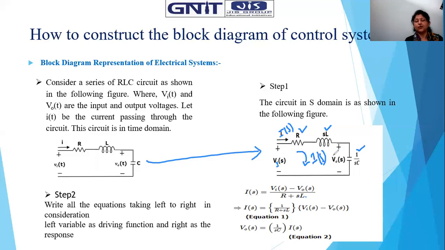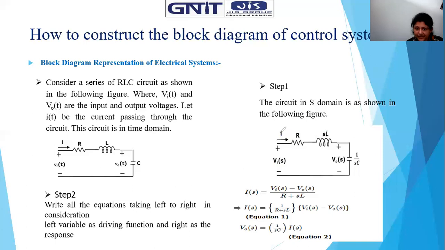Fine. Now, what will be the next step? So, how to reach the block diagram of this network? Okay. So let's find what is step 2. Step 2 is to write all the equations taking left to right in consideration: left variable as driving function and right variable as response. What I'm talking about is each and every equation. Equations mean the relation between driving function and the response, input and output. That you have to write, right? Okay, fine. Let me clear and then again try to understand.